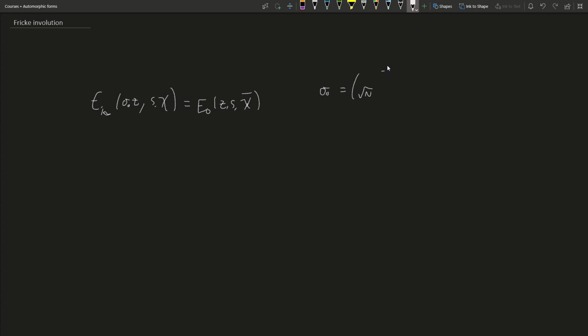the matrix as such to be sigma naught. In other contexts, this is known as the Fricke involution. And if you square this matrix, you get minus the identity, and minus the identity acts as the identity on the upper half plane. So that is the sense in which it is an involution.